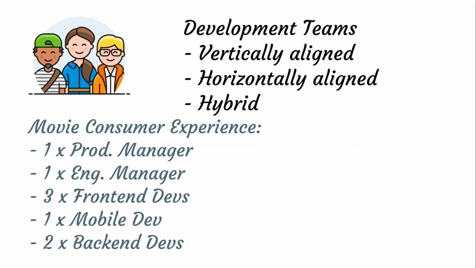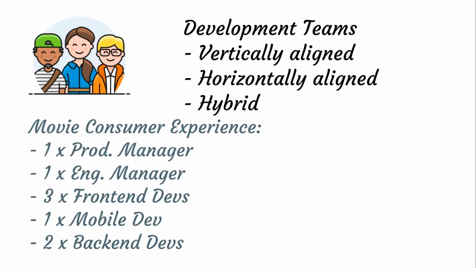And just to give you a quick example here, let's assume that for that movie consumer experience team, we're going to have the following setup. We're going to have a product manager, an engineering manager, maybe 3 front-end developers, 1 mobile developer to do the changes on the mobile apps, and maybe 2 backend developers. Again, this is just a quick example to show that in this case, you're going to have a cross-functional team working to deliver a specific experience to the user.